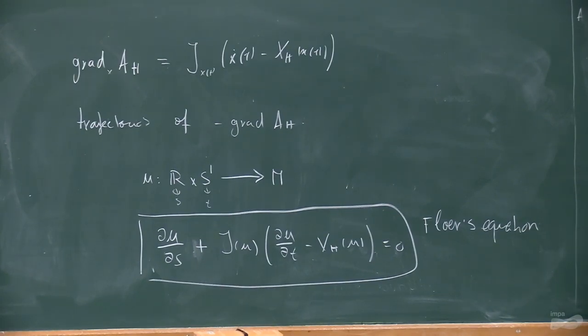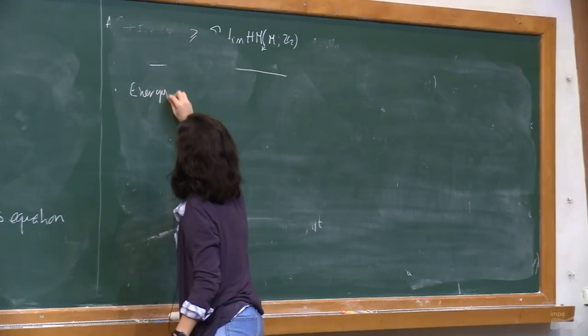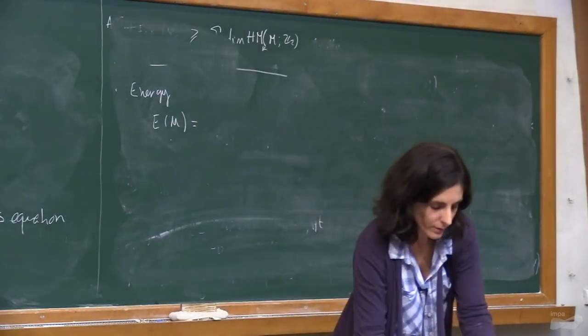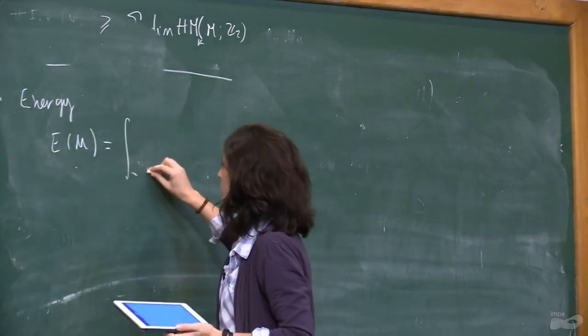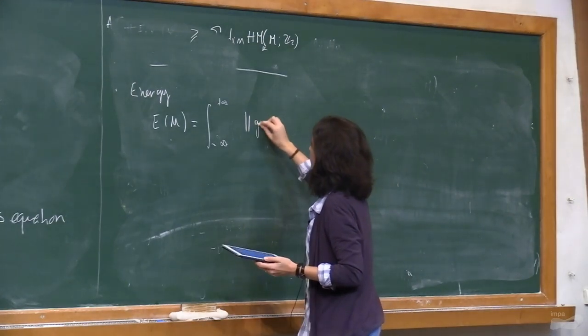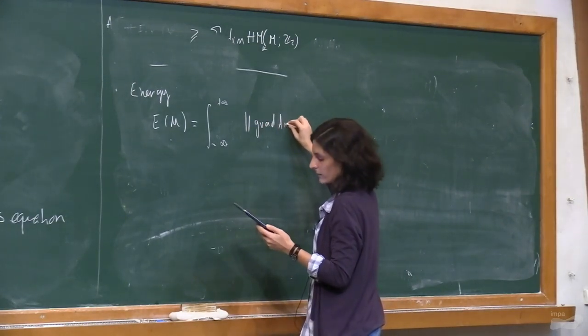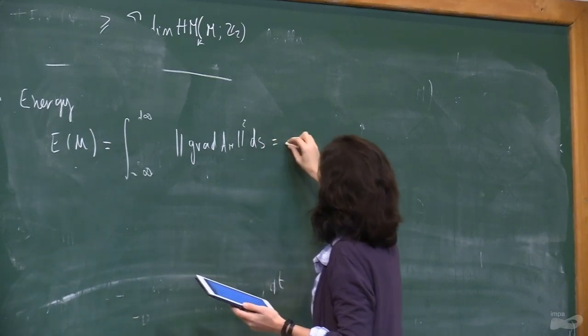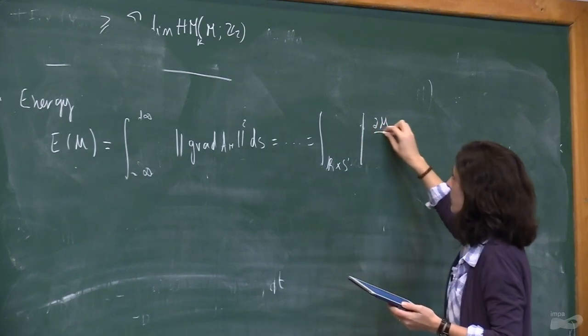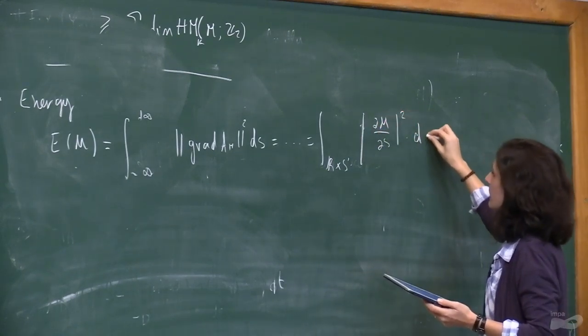Let me just say what the energy is very briefly. So the energy of one of these trajectories u is defined, as usual, as the integral between minus infinity and plus infinity of the norm of the gradient squared ds, that you can check is the same as the integral of the norm of du/ds squared ds dt.